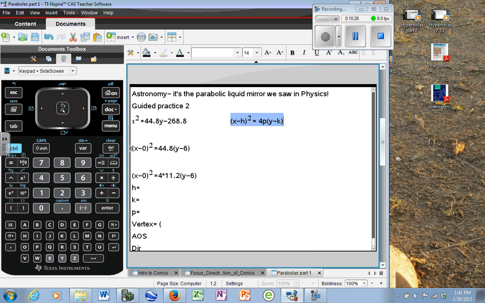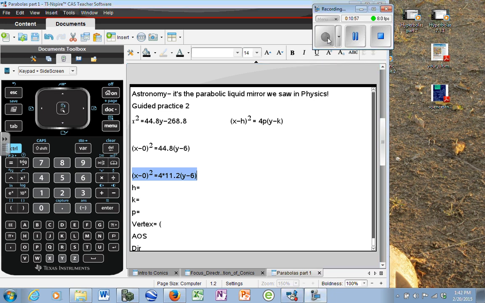I start off by putting it in as much of the form as I can, and I do that by dividing the right side by 44.8. And lo and behold, 268.8 divided by 44.8 equals 6. So I'm almost there already because here's k and here's h. 44.8 equals 4 times p. So this is probably the best way to write it. And then we can interpret that and draw the picture. I think you want to pause and try to fill in h, k, p, vertex, axis of symmetry, directrix, and all that stuff. And then I'll show you the answers here in just a couple seconds. Go ahead and hit pause.